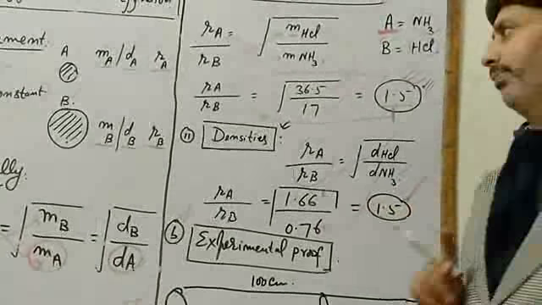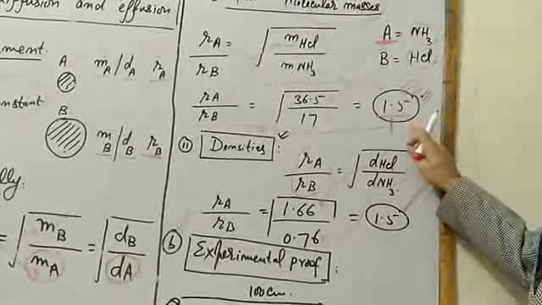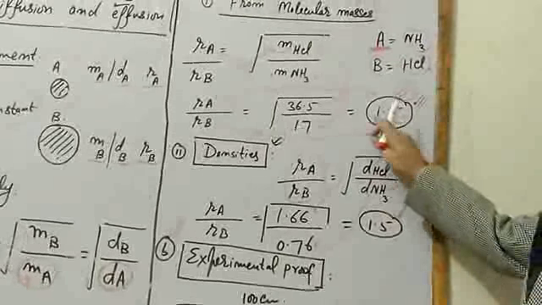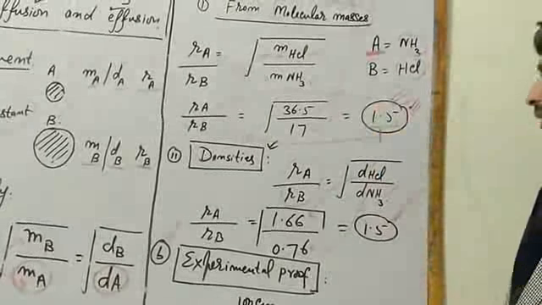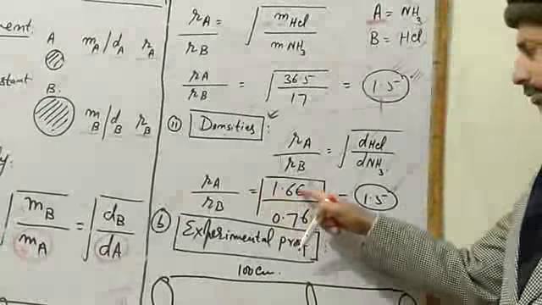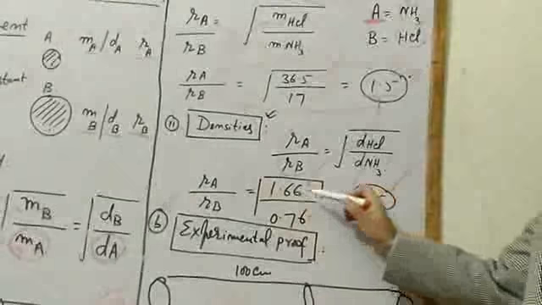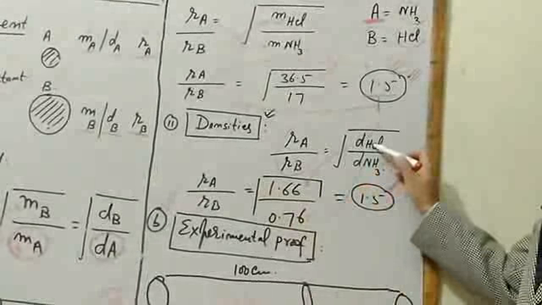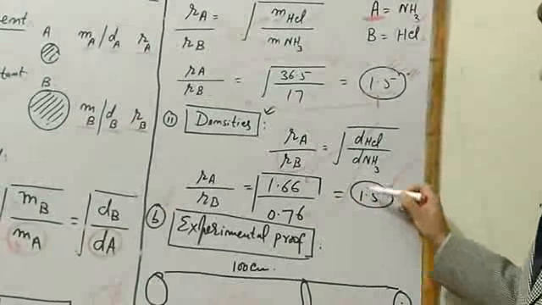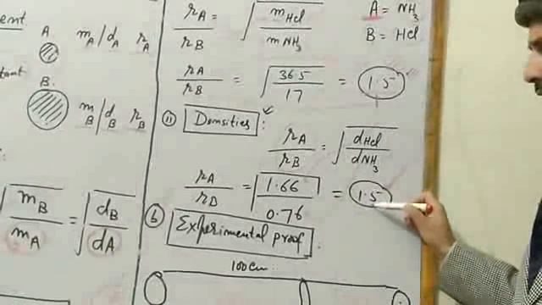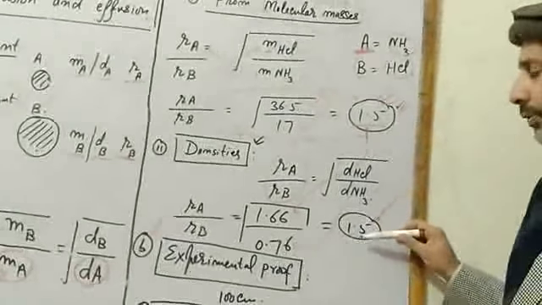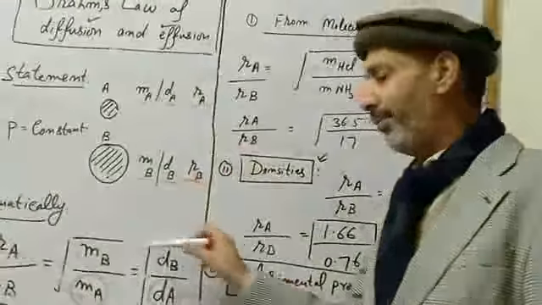So we have given two theoretical proofs. One is the proof from mass, which says that ammonia is faster than HCl. How much? 1.5 times faster than HCl. And the second, we have proved it from the density of the two gases respectively. 1.66 is the density of HCl and 0.76 is the density of ammonia. Again, this proves that HCl is slower while ammonia is faster. These are two theoretical proofs of Graham law.